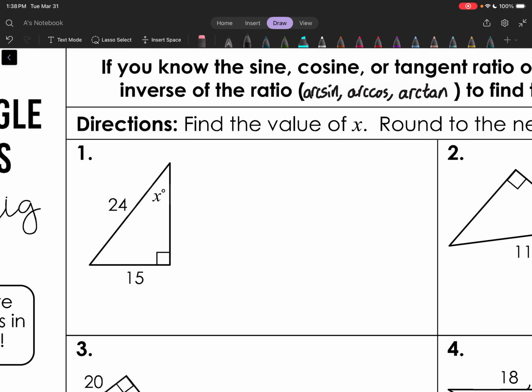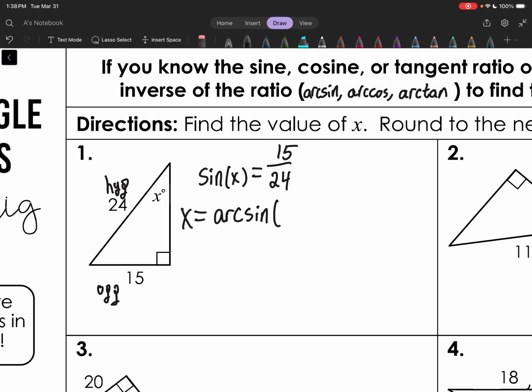Alright, for number 1, I have the opposite as 15, and I have the hypotenuse as 24. Opposite over hypotenuse is sine, so sine of x equals opposite 15 over hypotenuse 24. From here, I'm going to do the arc sine, so x equals arc sine 15 over 24. Approximately, now we're going to go to Desmos to do this.